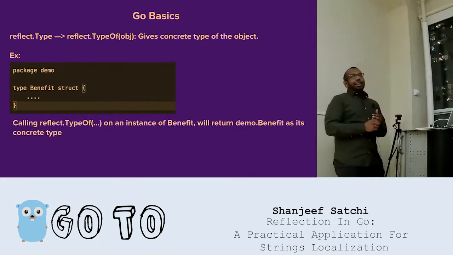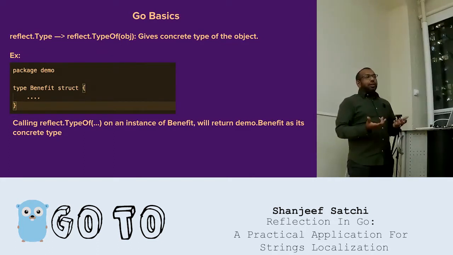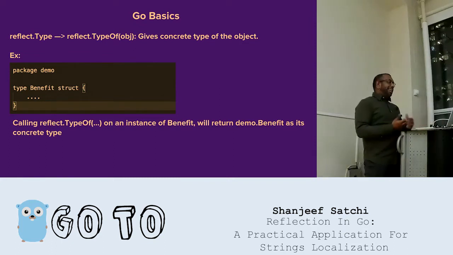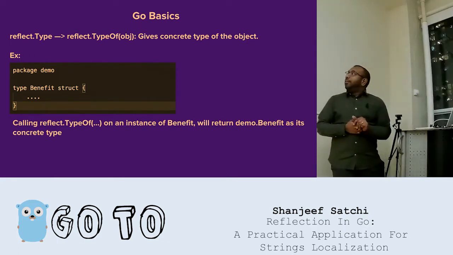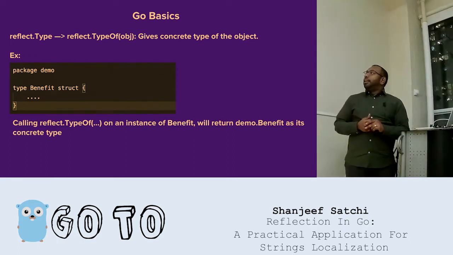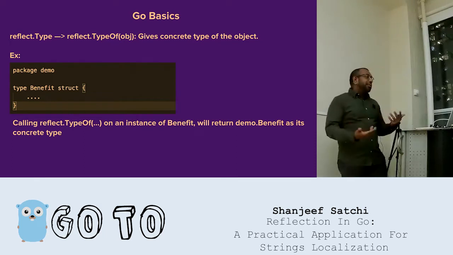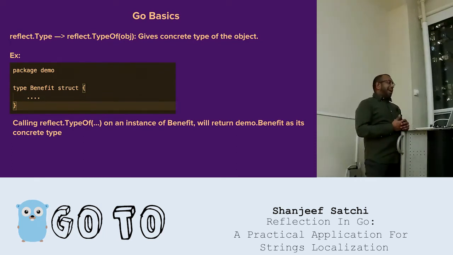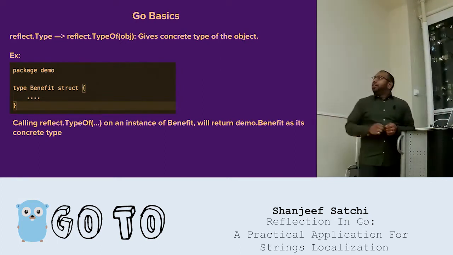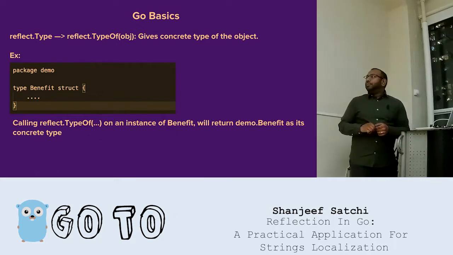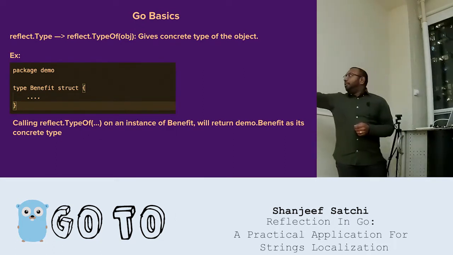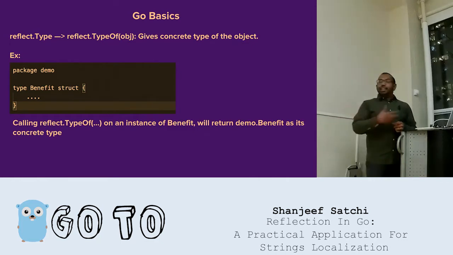In the reflect package, or in reflection in general, there are three elements. One of them is the reflect Type struct. There's a public method at the package level, TypeOf, that will give you this type object back. For this example, there's this Benefit struct. If we were to call TypeOf on this, it's going to return demo.Benefit as its concrete type.